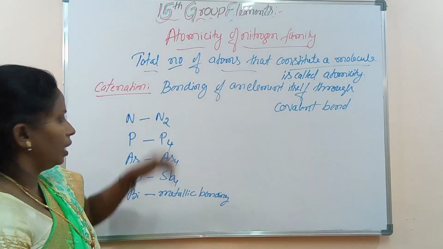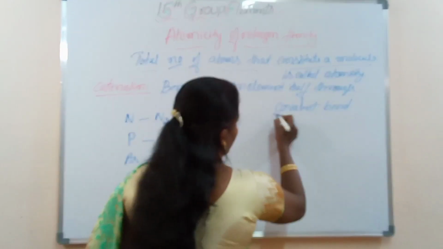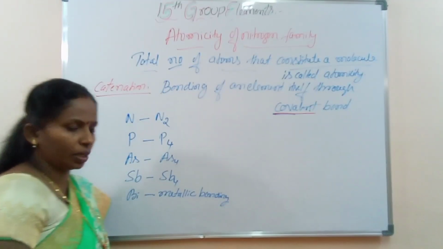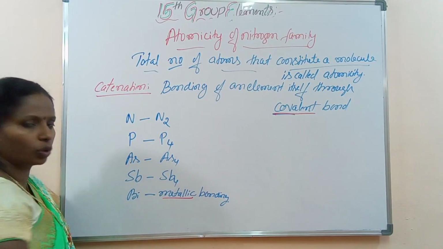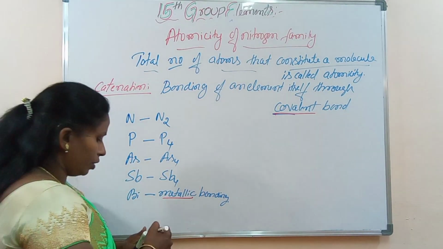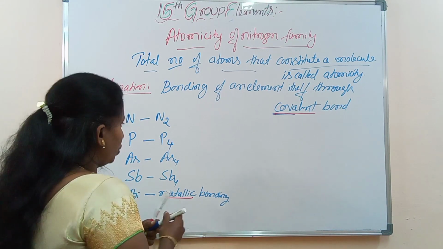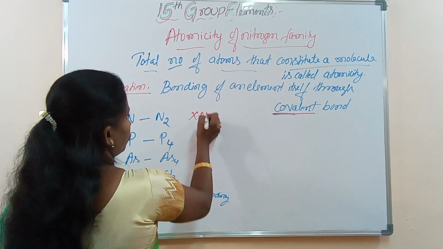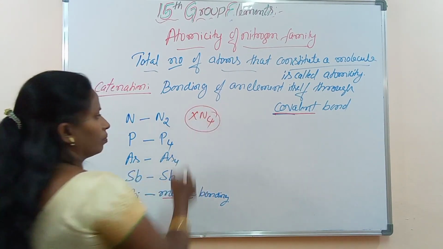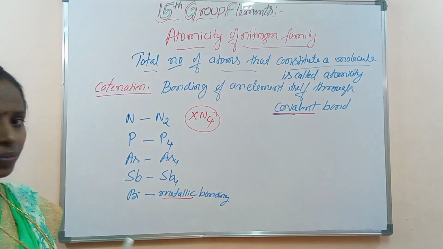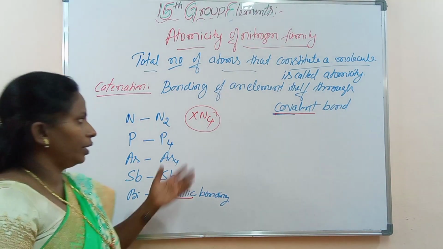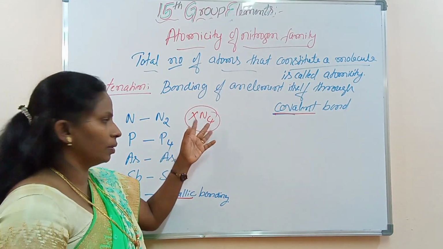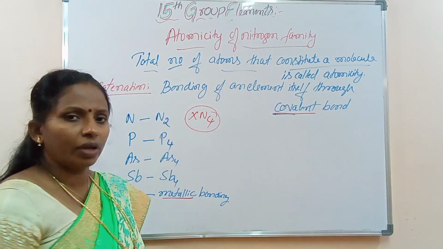Okay, so this is important. They are going to form molecules through covalent bonds, but here it is metallic bonding. Bismuth is going to form metallic bonding. In nitrogen, it is going to form only a dimer, but it does not exist in the form of N4. The N4 form is not existing, only N2. Generally we say that d orbitals are absent, so it does not form N4 but is available in the form of N2.